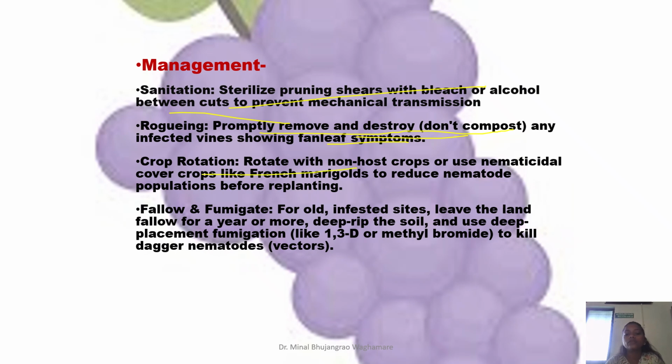Crop rotation, we can go with another crop, because continuous availability of a single host to the pathogen will make the disease more epidemic. So rotating the crop creates unavailability of the host, and the disease cycle can be disturbed. Again, we can go for fumigation of the soil, because the vector is the dagger nematode, that is Xiphinema index. So 1,3-D or methyl bromide helps to manage the dagger nematode vector.